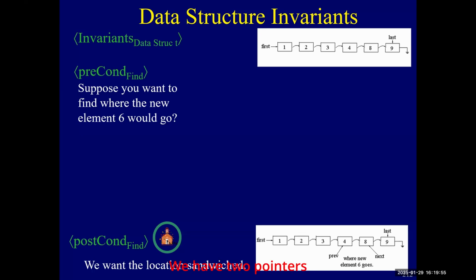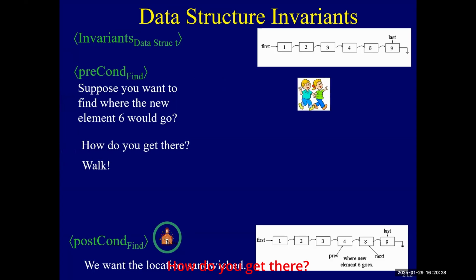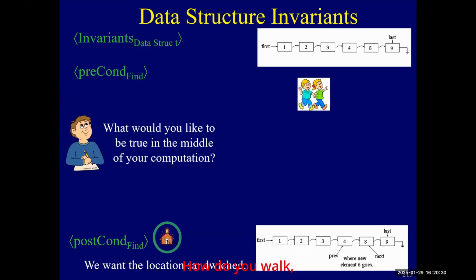All right, we have 2 pointers, and our goal is to have the 2 pointers sandwich the spot that we want to put things. We want to put it here. So what we're doing now is trying to get previous to point at what's going to point at 6, and next to point at what 6 needs to point to. So how do we do that? How do you get there? You're going to walk. How do you walk?